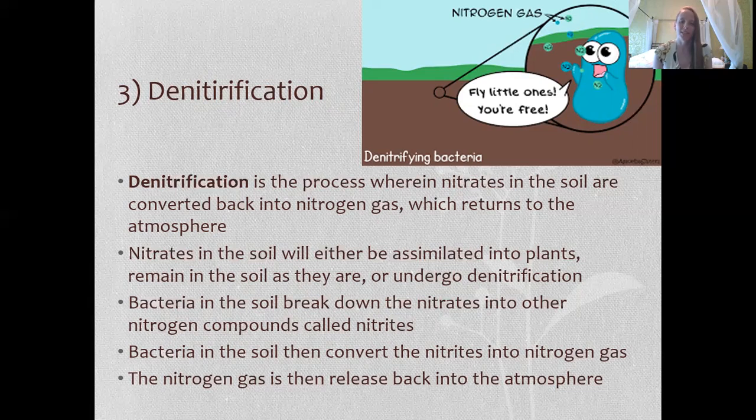So what's going to happen is that these denitrifying bacteria, which are present in the soil, break down nitrates that are in the soil and then release them from the soil in the form of nitrogen gas. Yeah, I do love this cute little guy. I think of him every time I am picturing the process of denitrification.